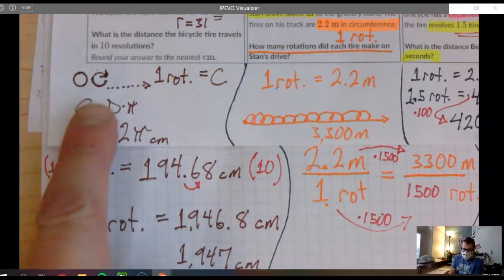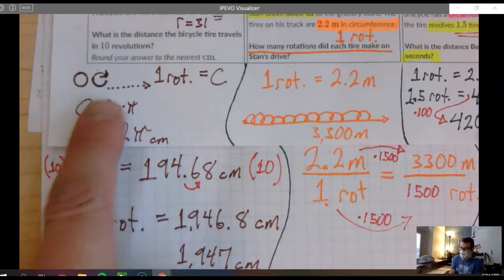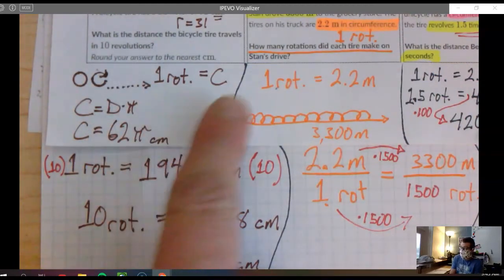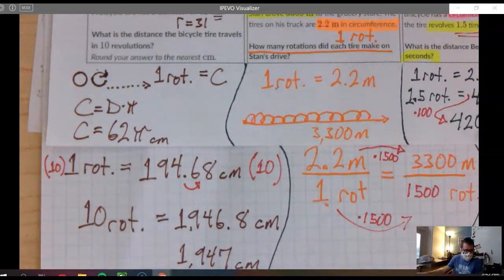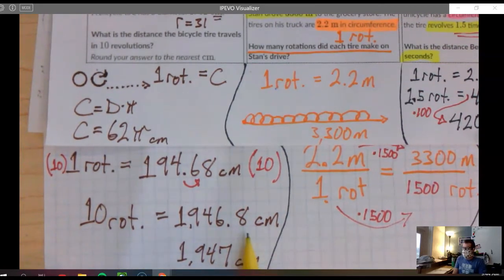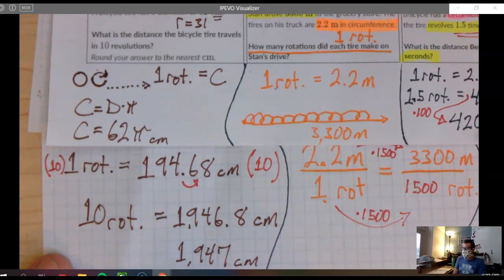So check this work. One distance around the circle, one rotation. I tried to draw some cute little pictures to go with it. That's an arrow, I know it doesn't look like it. That is the circumference. So we calculated the circumference. And then, instead of having a portion of it, like we were doing on the front of the notes, now we have multiple of them, because the wheel spun 10 times. So if the wheel spun 10 times, to go from one rotation to 10 rotations, we just multiply by 10, right? How do I turn 1 into 10? We multiply by 10. And then it tells us to round to the nearest centimeter, so we get 1947.